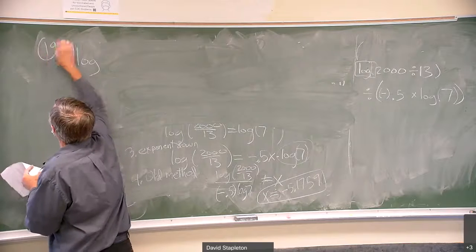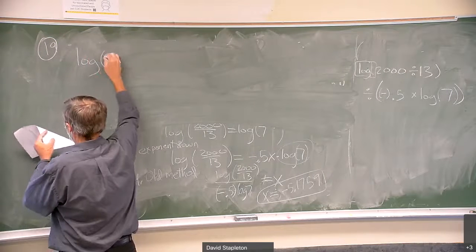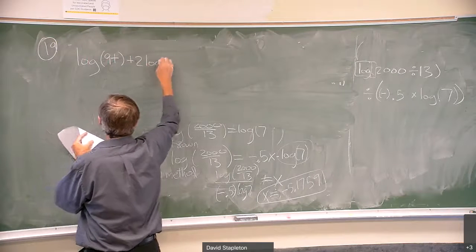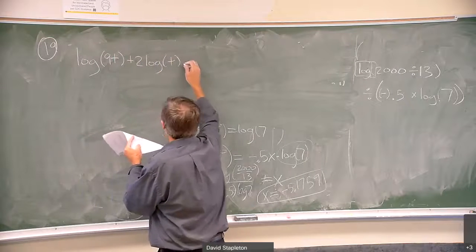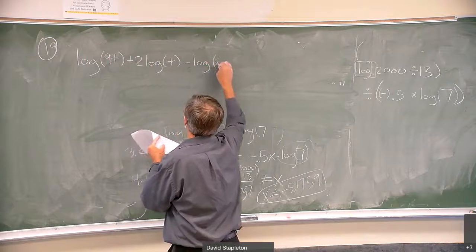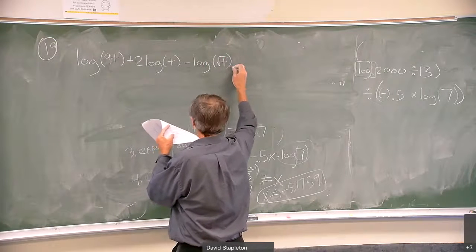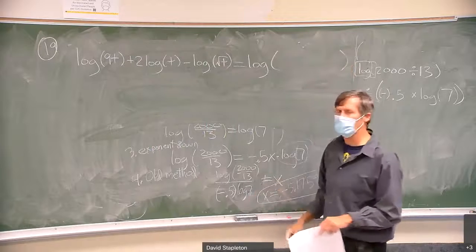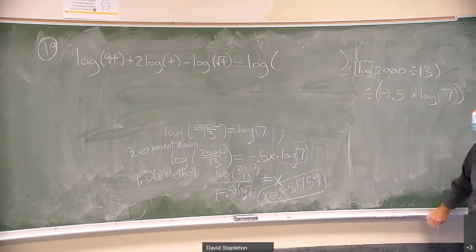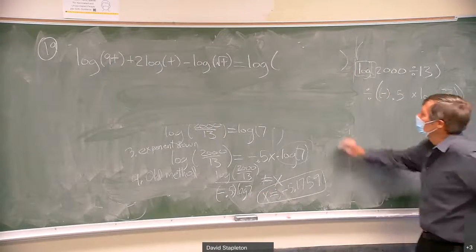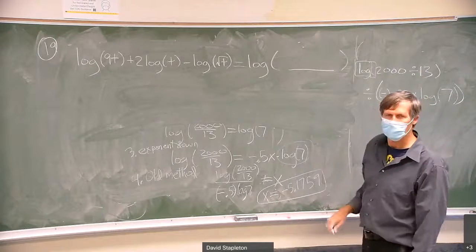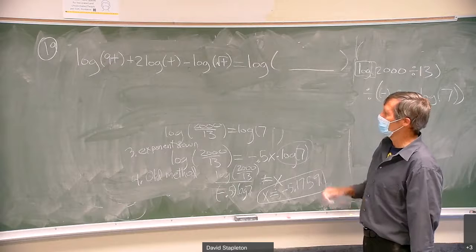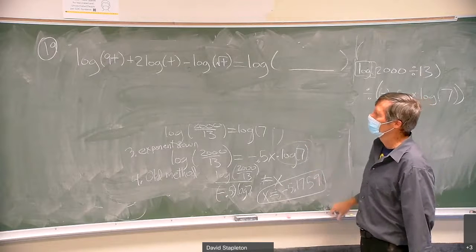Here's number 9. The log of 9t plus twice the log of t minus the log of square root of t, we did just about like this in class, equals log of what? How can I write that as a single logarithm? In the blank. Remember these? Last time? Look at these at the end because these are kind of new. I think they're still harder.